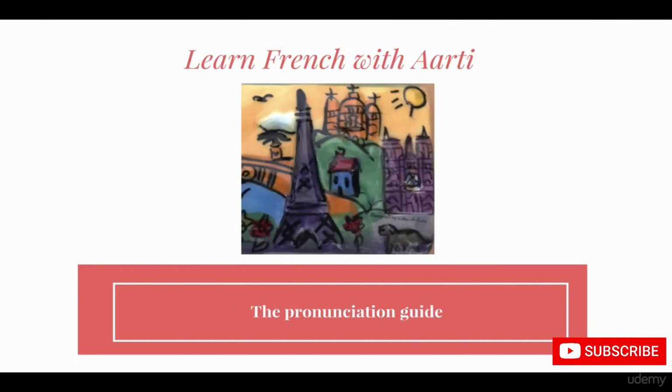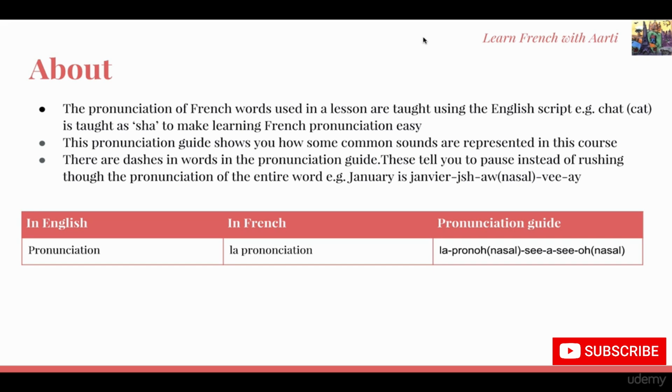A benefit of the course is that the pronunciation of each and every French word used in a lesson is written out using the English script. For example, the French word for the cat will be shown as chat, S-H-A. This pronunciation guide shows you how some common and difficult sounds are represented in this course.